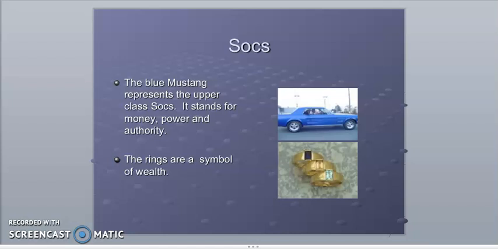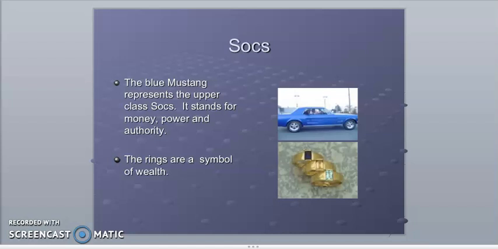So a lot of the stuff that the socials had was sort of given to them by their parents. They were given money and cars, and so there was some resentment when the greasers would see this blue Mustang. It stands for money and power, but they felt like the socials didn't really earn it. They were just handed everything in life.